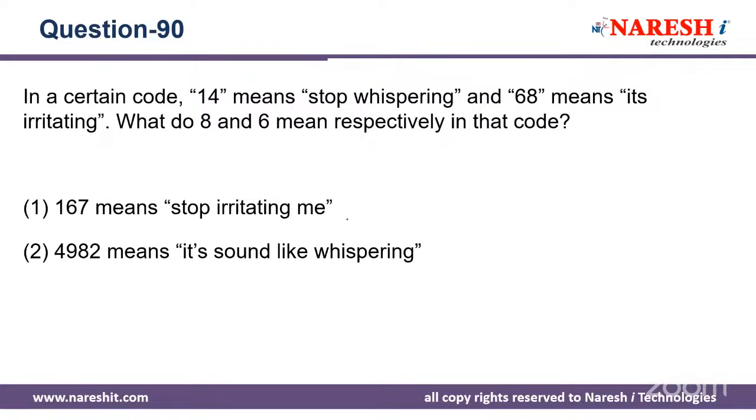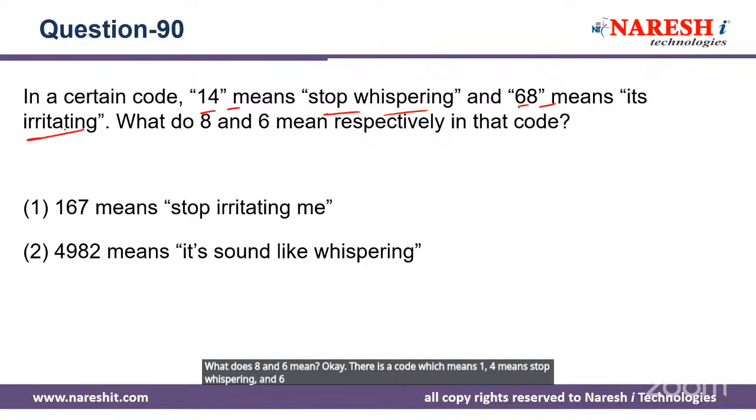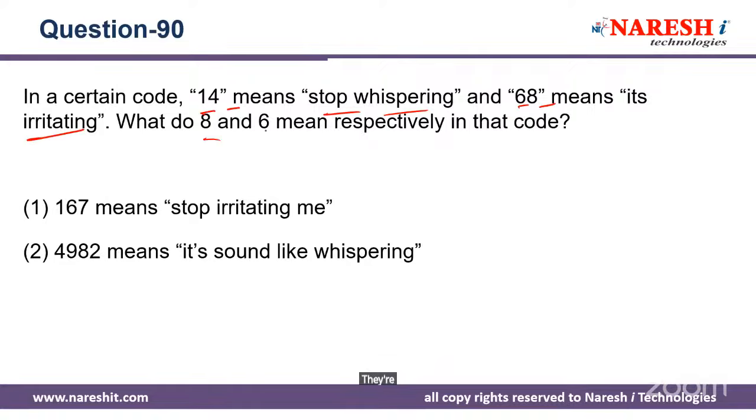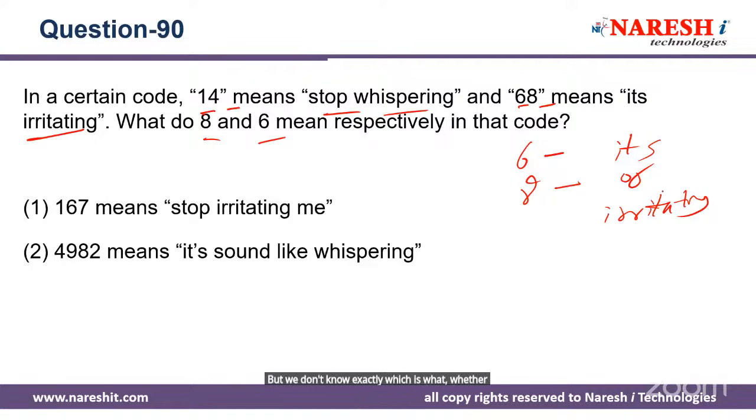In a certain code, 14 means stop whispering, 68 means it's irritating. What does 8 and 6 mean? Okay. There is a code where 1, 4 means stop whispering and 6, 8 means it's irritating. They're asking what is the code of 8 and 6. That means 6 and 8 can be either "it's" or "irritating", but we don't know exactly which is which, whether 6 is "it's" or 8 is "it's".